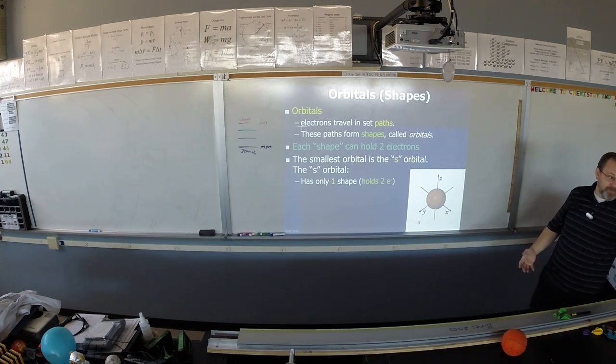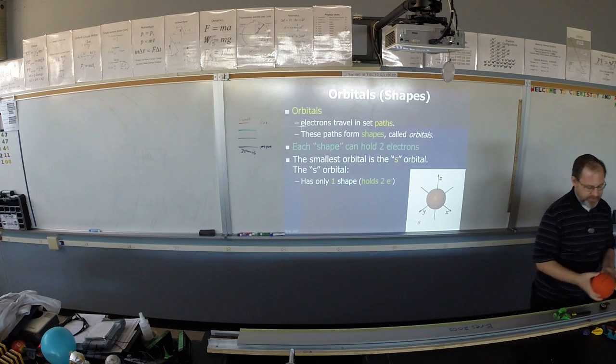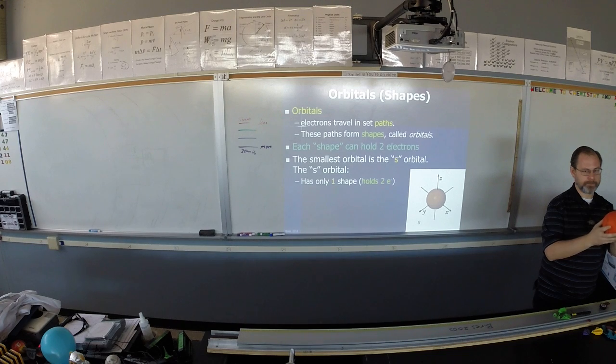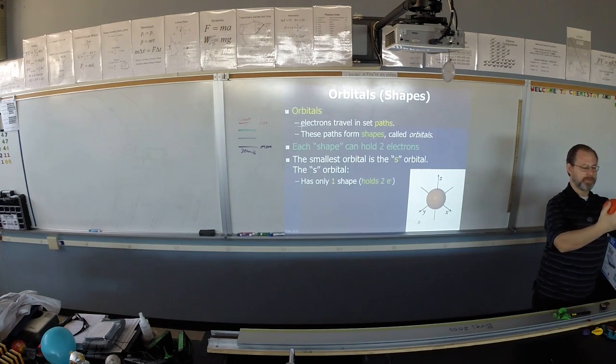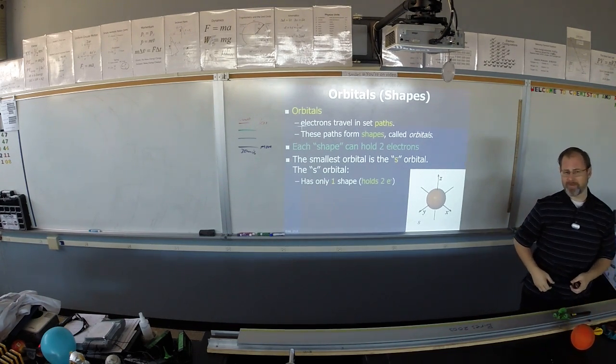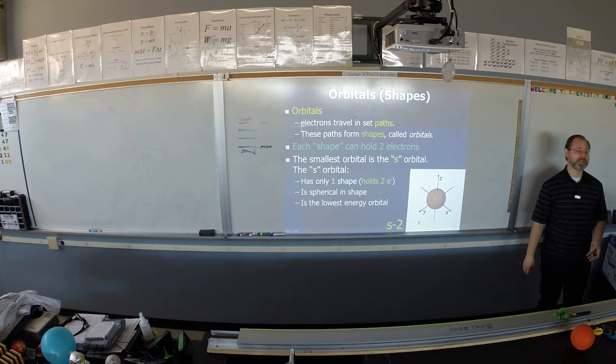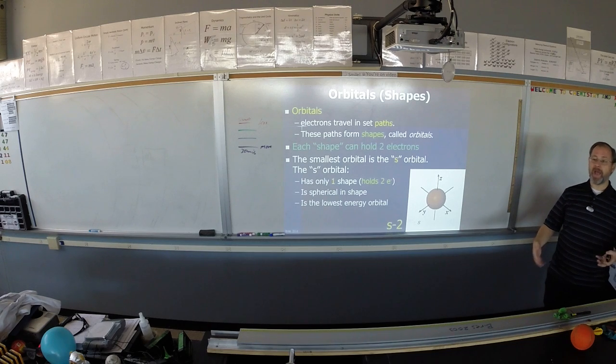Some properties of the s: it's spherical, and there is only one type of s. If I had a perfect sphere and rotated it on the x-axis, it's still a sphere. If I rotate it on the y-axis, it's still a sphere. If I rotate it on the z-axis, it's still a sphere. Whether I move it this way, or this way, or this way, it's still a sphere. So spheres are simple and there's only one shape. Since there is only one shape, you can only put 2 electrons in any s. So we say s2.